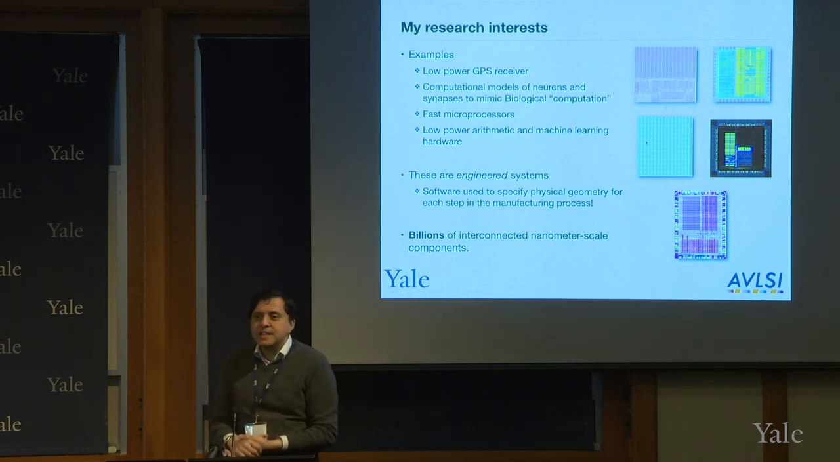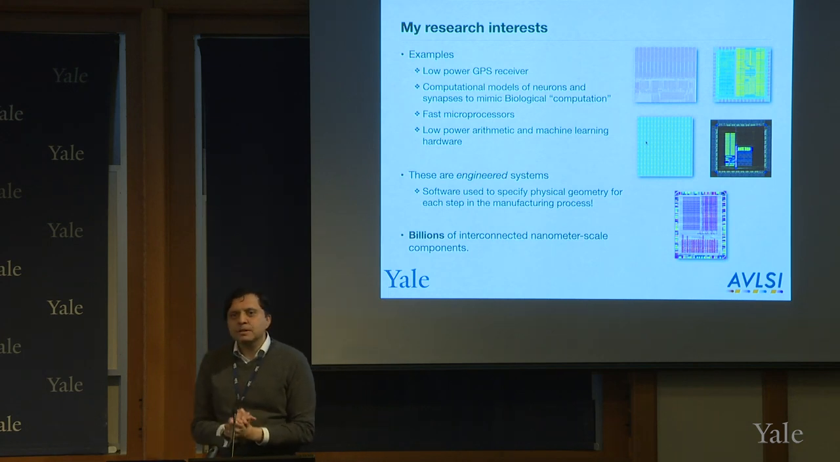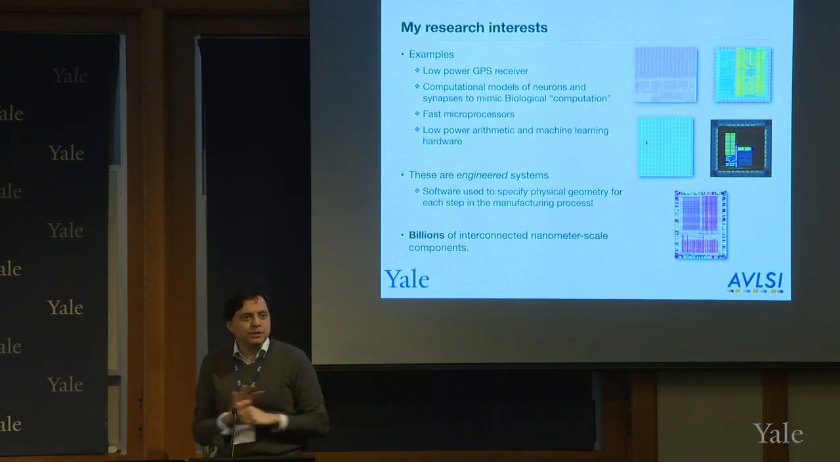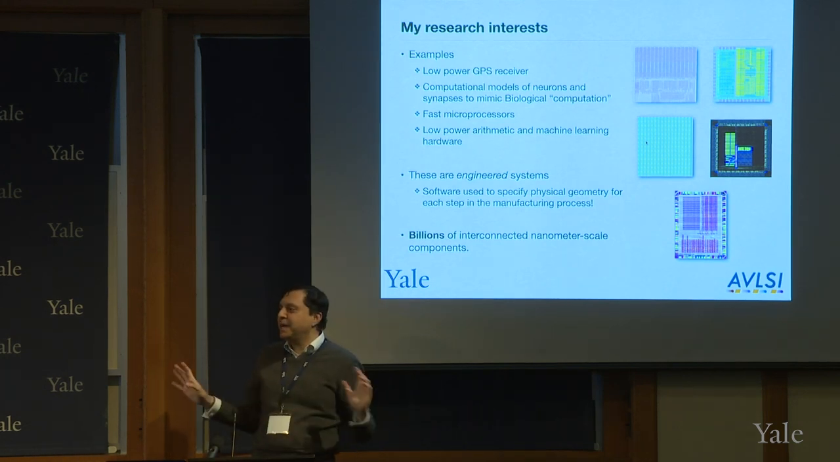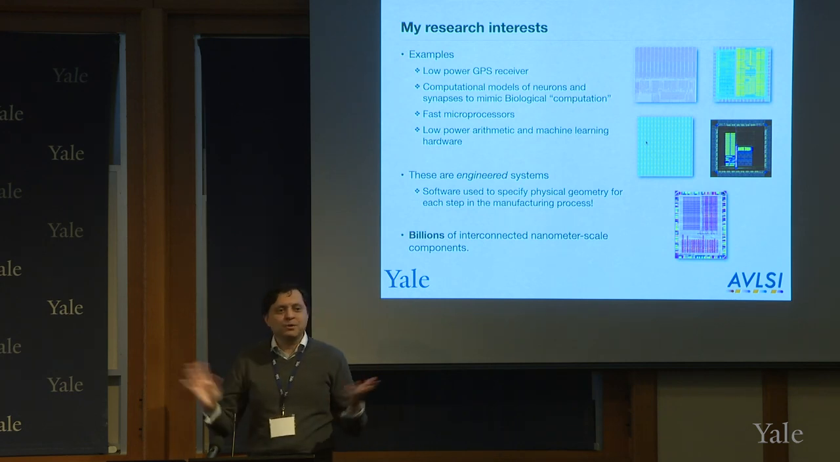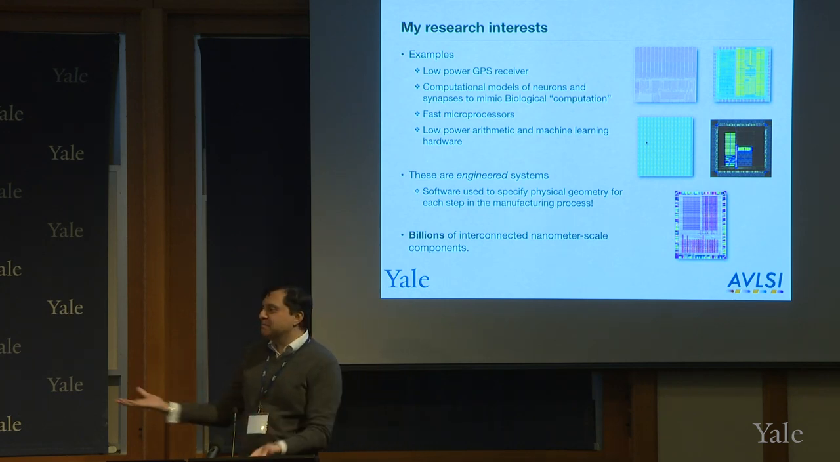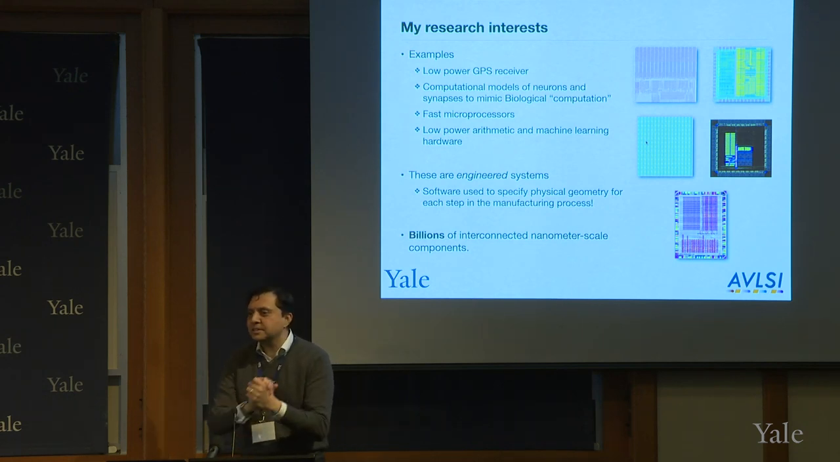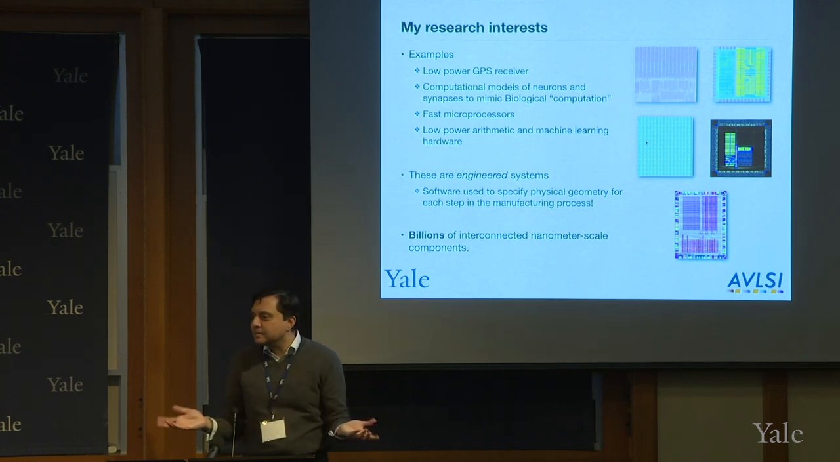But the problem arises simply because these systems are extremely complicated. There are billions of components interconnected. It's actually pretty astounding what we can make today. Everybody takes this for granted. We can make systems which have billions of components integrated at the nanometer scale, and they cost $100. Otherwise, you wouldn't have a cell phone.